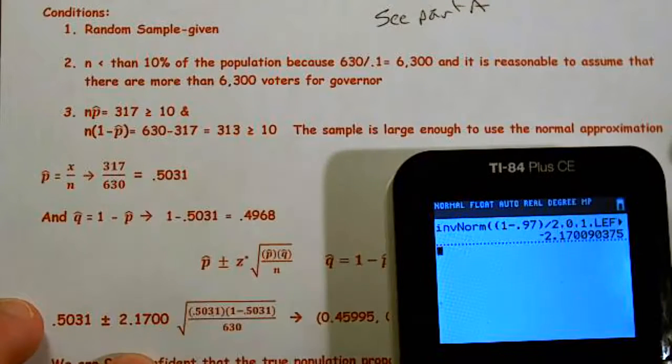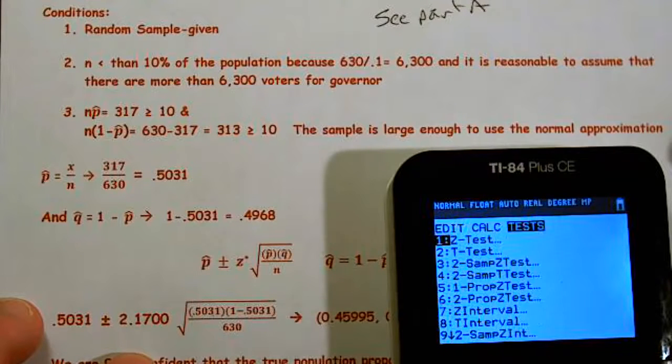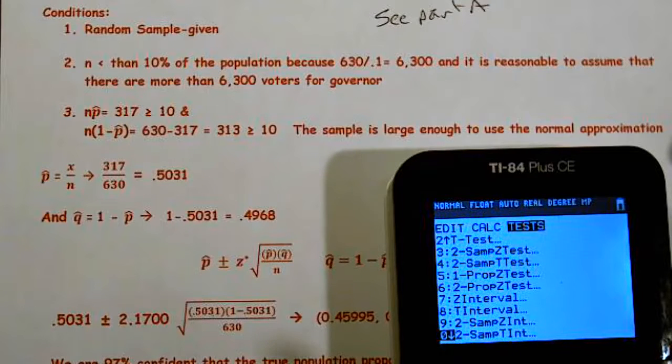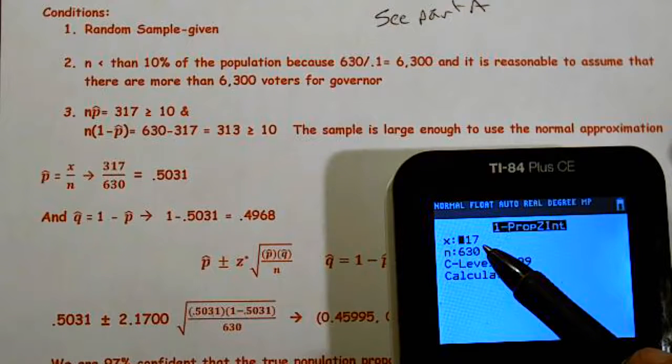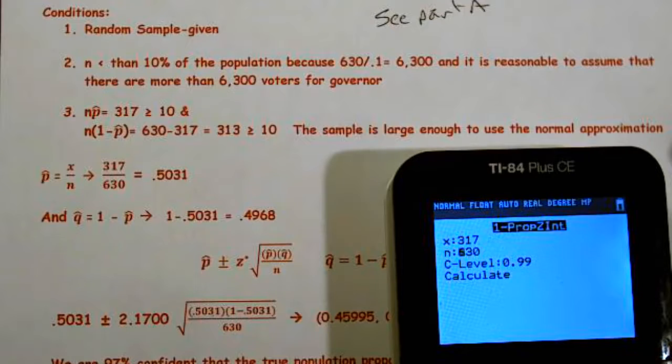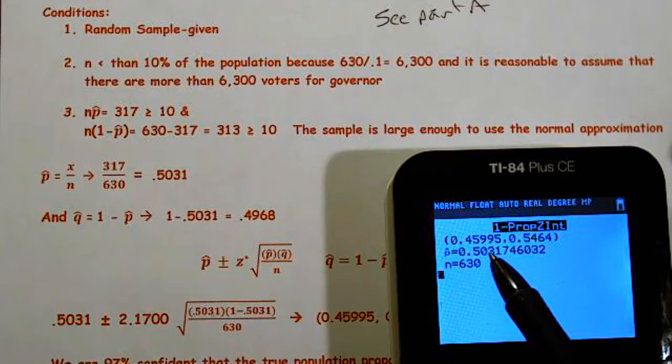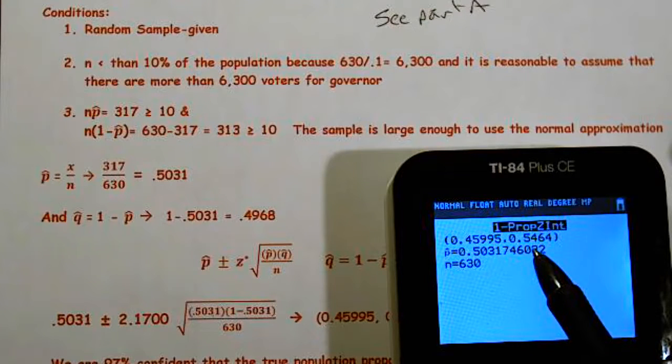Then I calculate this by going to stat, test, and doing a 1-proportion z interval. I have to scroll way down to letter A, 1-proportion z interval, and my x was 317. X always has to be a whole number, and n has to be a whole number. If it's not, you need to round. We're going to make this 0.97 for 97% and calculate. So now I have 0.45995 and 0.5464.